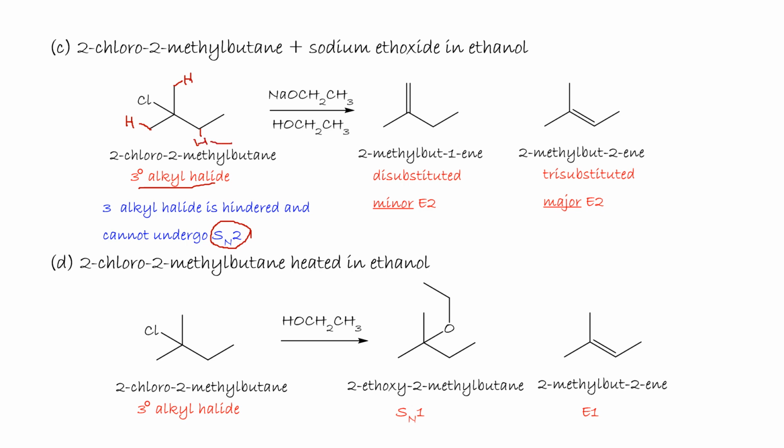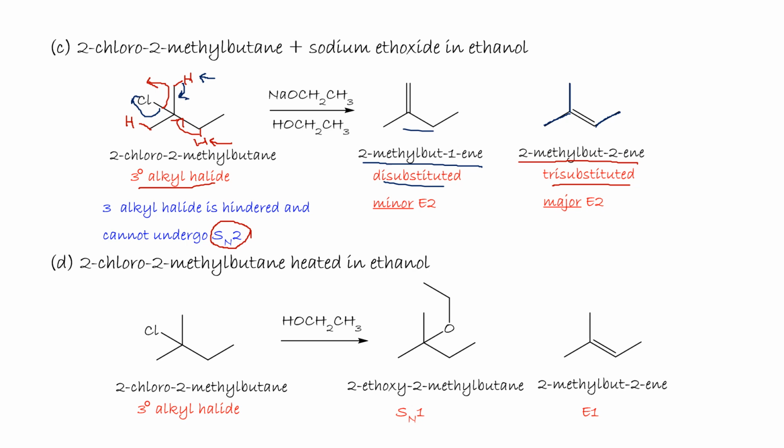Elimination of this will give the more substituted alkene, and this alkene, 2-methylbutene, is a trisubstituted alkene, and will be the major E2 product. This double bond carrying 2-methyl, 3-methyl, that's trisubstituted. If you eliminate this hydrogen, you get this compound. It's 2-methylbutene, disubstituted, and will be minor.